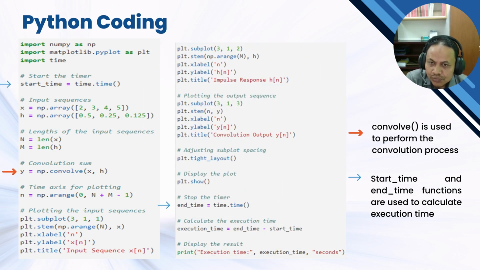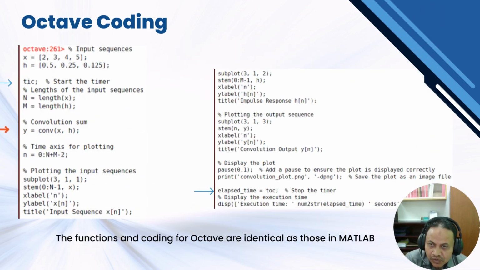For Python, we use Jupyter Notebook Online to code the program. Like MATLAB, there is some programming code. For Python, we use the np.convolve function to perform the convolution process, and we use start time and end time to calculate the execution time. All the results we display in the Python output. For Octave, we use GNU Octave Online also, and this is some coding for Octave, similar to MATLAB.